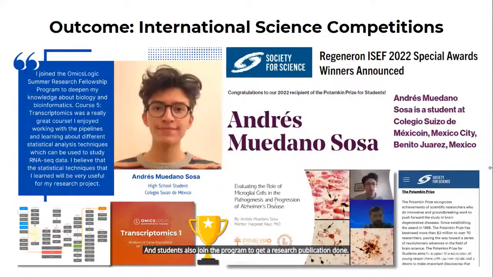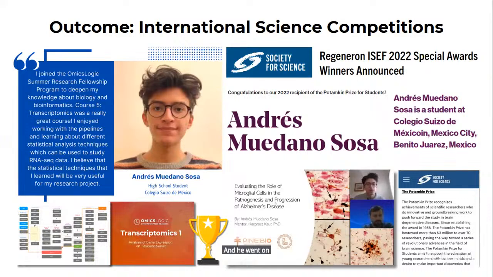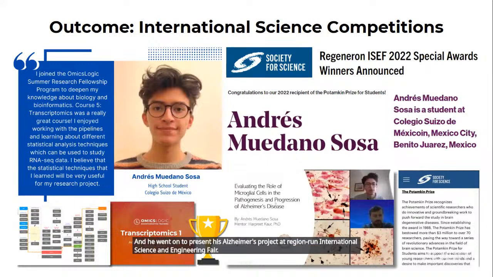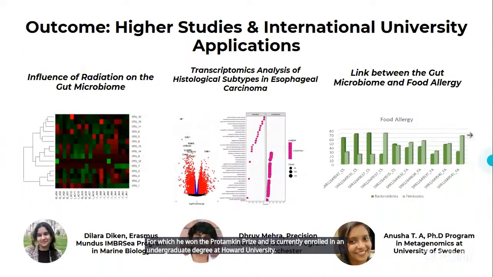Even students from high schools have also enrolled in such research programs to get a project. And the one that is being displayed on the screen right now is a project by a high school student called Andre. And he went on to present his Alzheimer's project at the Regeneron International Science and Engineering Fair, for which he won the Potemkin Prize and is currently enrolled in an undergraduate degree at Harvard University. And some of the students have also gone on to present their project as a part of their master's dissertation.